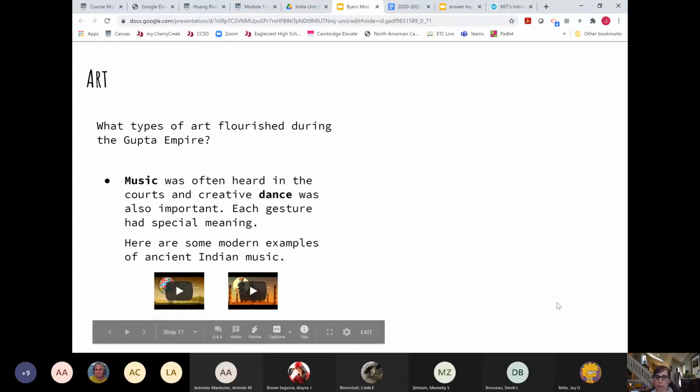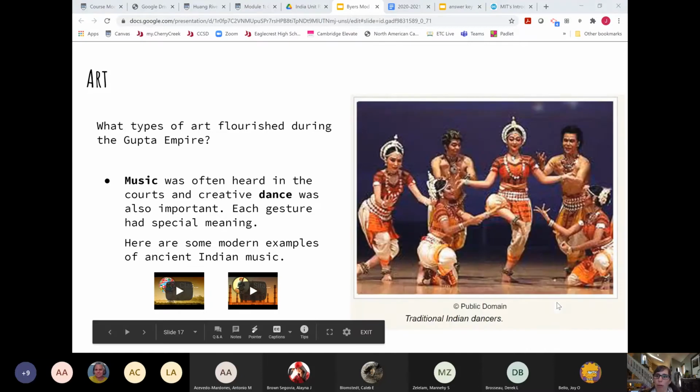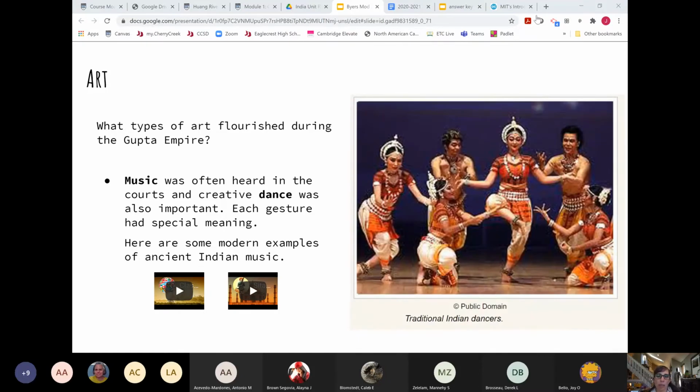Okay, another type of art that was flourishing at the time was dance and music.